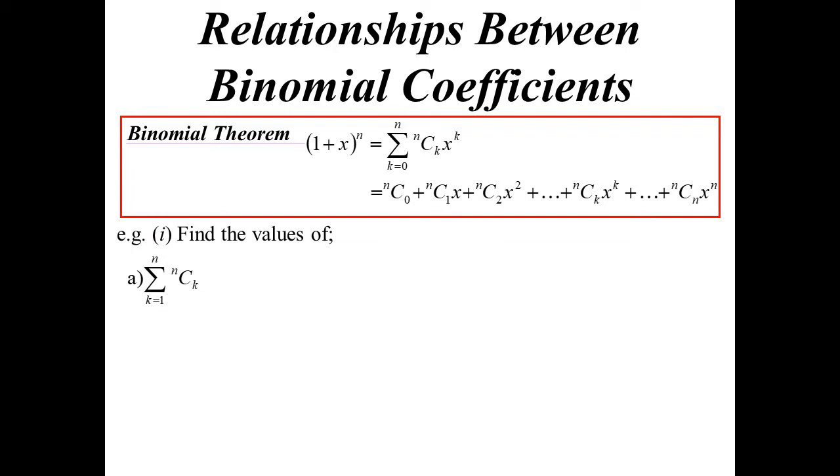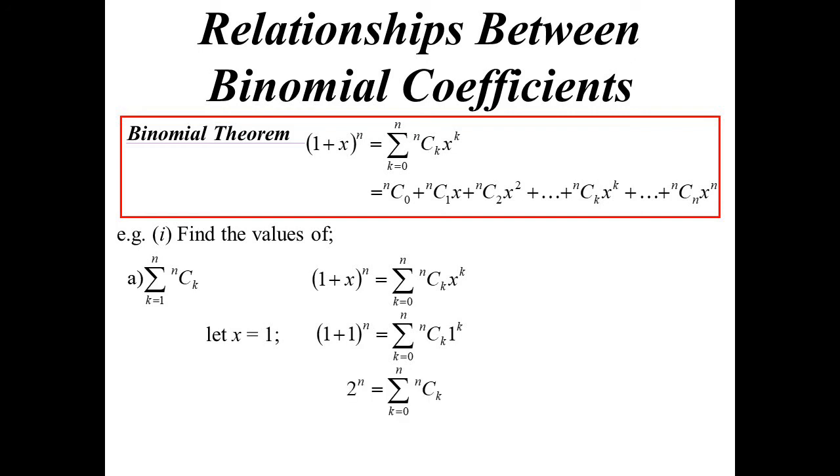So if we had to find the value of the sum from k equals 1 to n of nCk, we start off with our binomial theorem. Now we have a look at what we're trying to prove, we have a look at what we've got. What do you notice is different straight away? Yeah, so that one's got x to the power of k, this one doesn't. How can we make it the same? We want that x to the power of k to look like it's disappeared. So if we let x equal 1, because 1 to the power of k is always equal to 1. But on the left-hand side, we'll have (1 + 1)^n. So it's close, but it's not quite what we want.